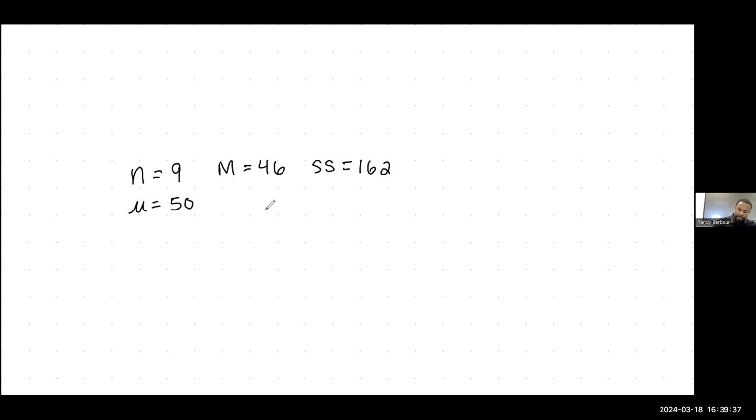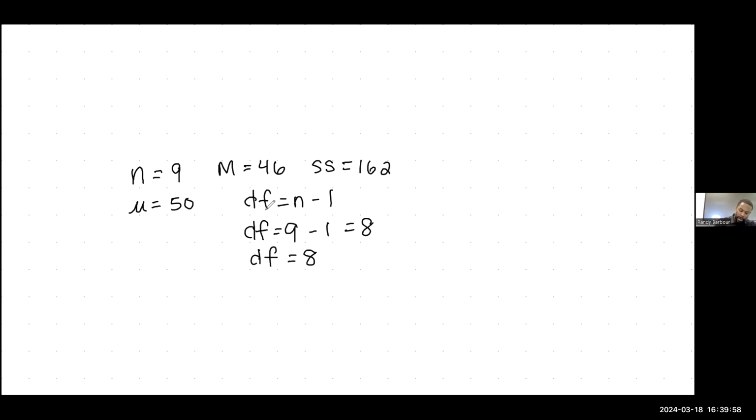So our degrees of freedom for this particular research is going to be n minus 1, or degrees of freedom equals 9 minus 1 equals 8, right? So our degrees of freedom equal 8. We're going to be using this in order to identify what the critical value is for our t value, okay?